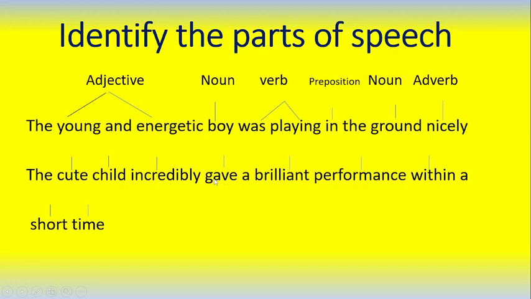Gave is a verb here. Brilliant performance: performance is a noun here, and brilliant describes the noun, so it is an adjective. Performance is a noun here. Then within is a preposition here. Again, short time: time is a noun, and short describes the noun. Short is an adjective, time is a noun. So this is how we can easily identify various parts of speech.